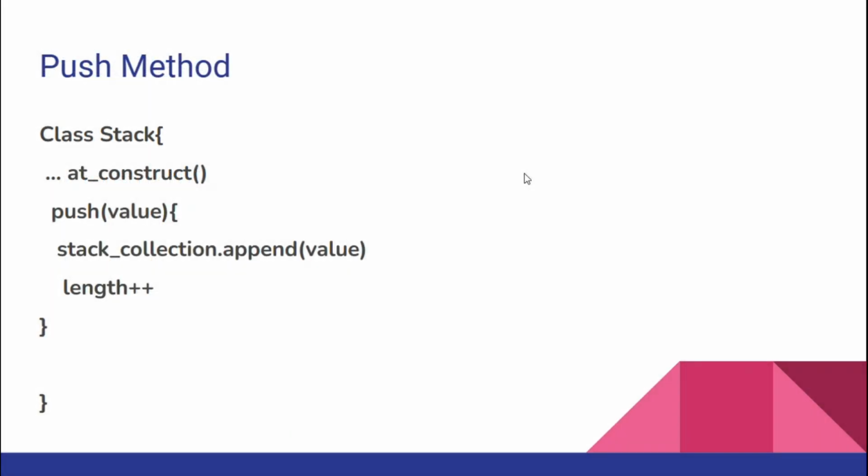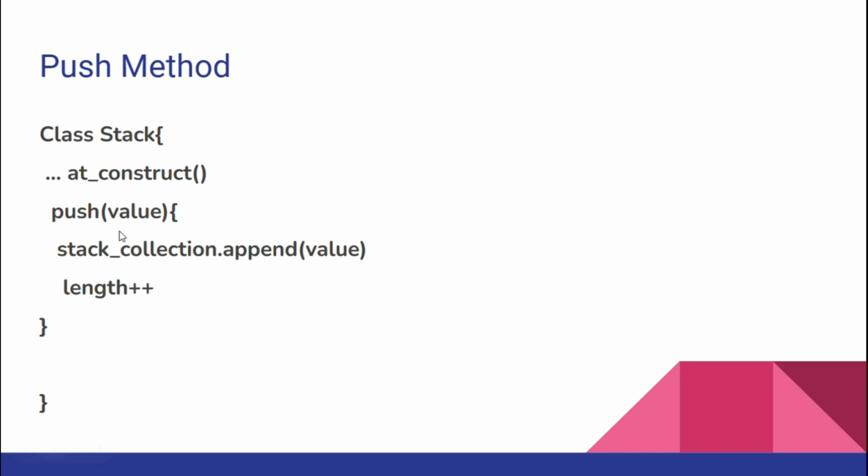Okay, so this is the push method. If you use JavaScript, you might have seen this method. It's native to arrays, but in a stack it is what makes a stack function, because the push method is what adds new values into the stack collection. So let's run through the pseudocode.